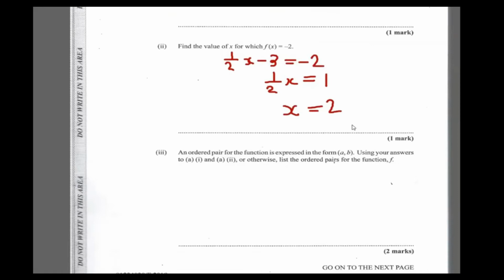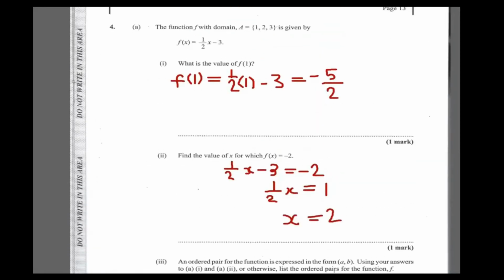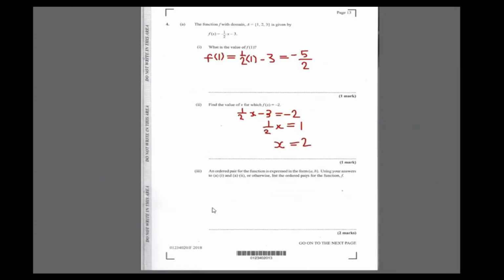Now it says an ordered pair for the function is expressed in the form (a, b). It says using your answer in (a)(i) and (a)(ii) or otherwise, list the ordered pairs of f. Remember the domain that we have is 1, 2, and 3. So let me zoom out just a little bit. When x is 1, it's mapped to negative 2.5. Then when x is 2, 2 is mapped to negative 2.